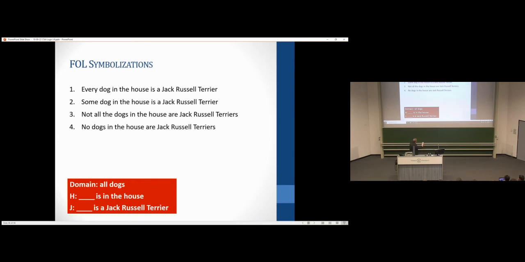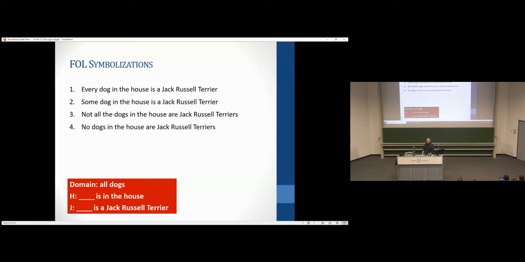And we'll have our symbolization key down here. Our domain will be dogs. We'll have the H predicate for is in the house. And we'll have the J predicate for is a Jack Russell. Right? Everyone knows what a Jack Russell is, right? It's a breed of dog. They're little, not quite small enough to be yappy, just a nice size. It's a good dog.